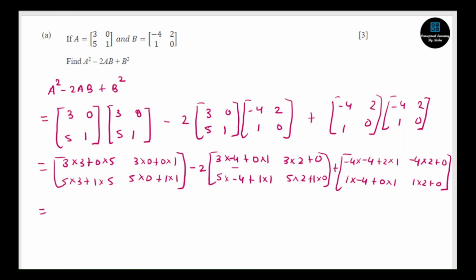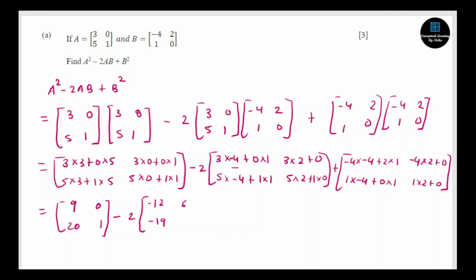So here I'll get 0. So this is 9. This is 0. This is 15 plus 5, 20. And I'll get 1 here. Okay. Now the second part. So what do we get here? Negative 12. This is 0. Negative 12 and 0. I'll write 2 here. So negative 12. Then this is 6. This is minus 20 plus 1. So minus 19 I'll get.